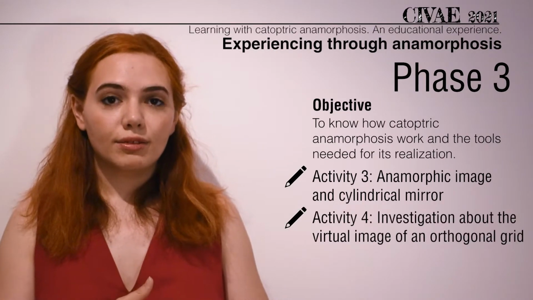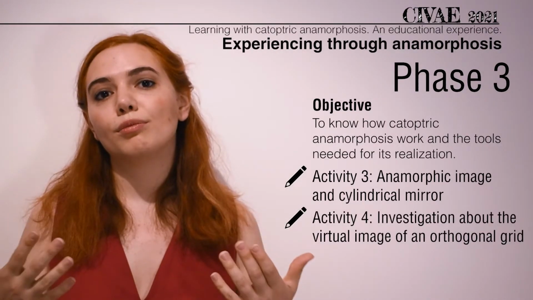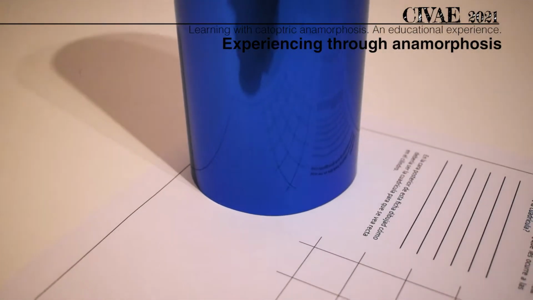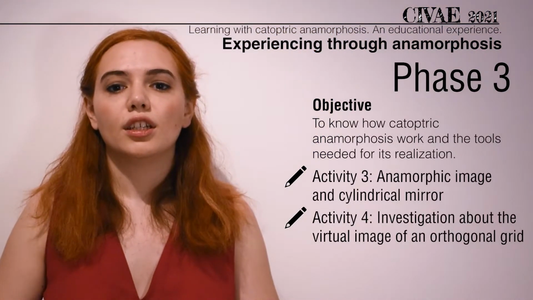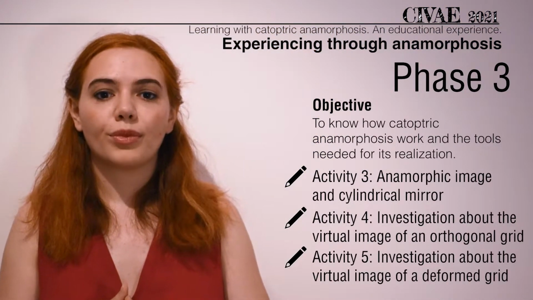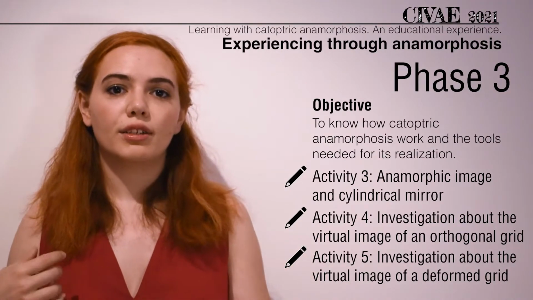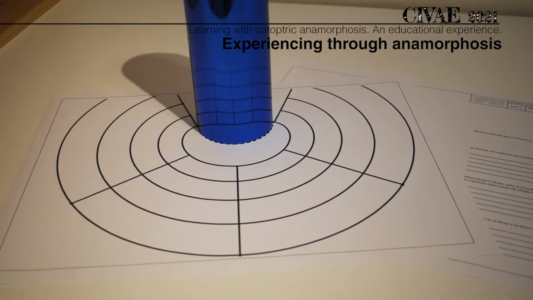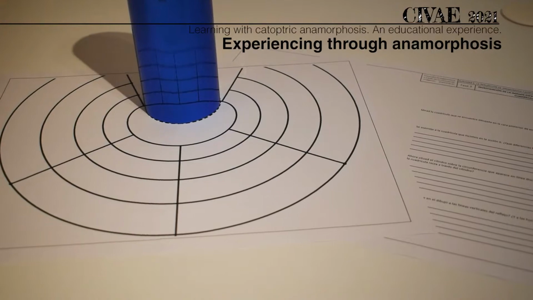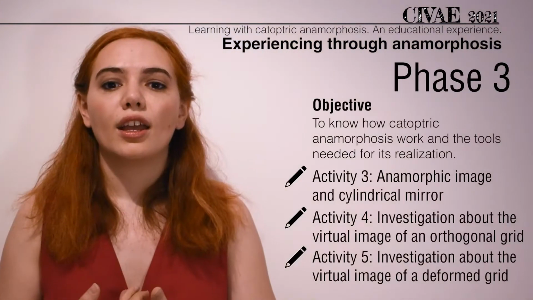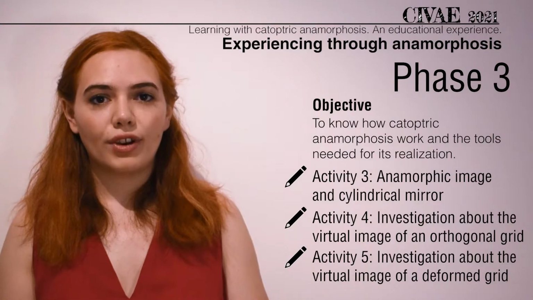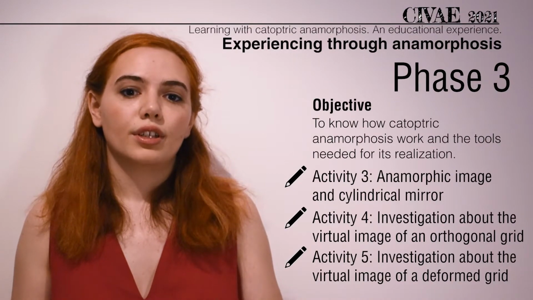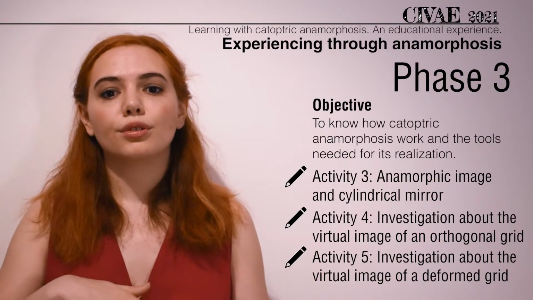In the fourth activity, they had to analyze the deformation of an orthogonal grid that was deformed in the mirror image. And in the fifth activity, it was just the opposite. They were given a deformed grid that was seen as an orthogonal in the cylindrical mirror, and they had to answer also some questions. These activities were very clarifying for the students, and they completed them in a short time, and the work in groups was very helpful to level all of them.